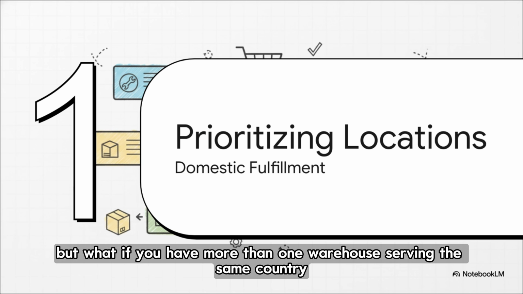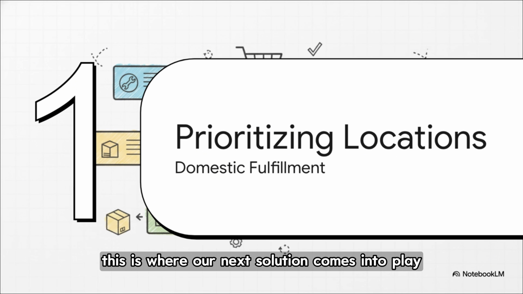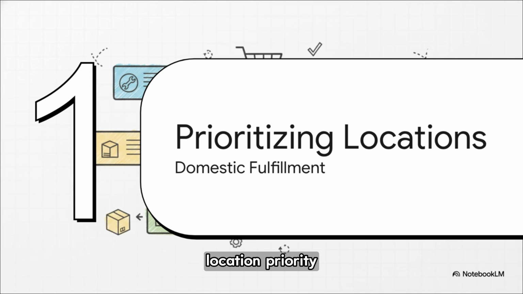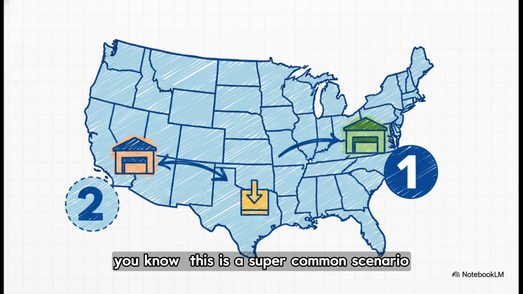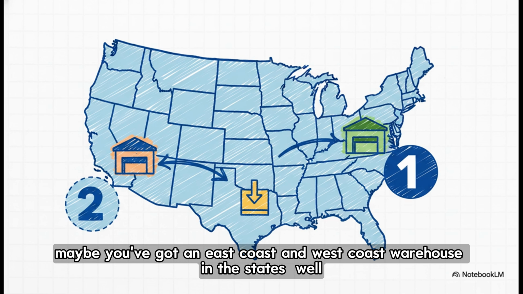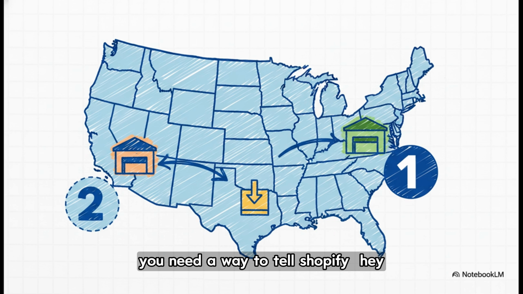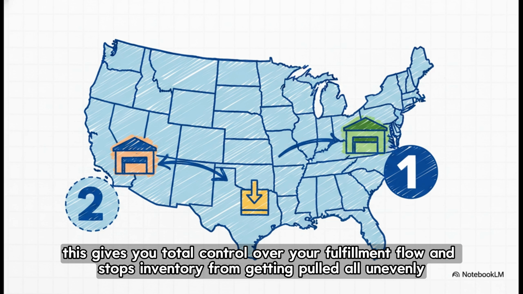Okay, that handles international. But what if you have more than one warehouse serving the same country? This is where our next solution comes into play: location priority. This is your go-to tool for getting smart about domestic fulfillment. This is a super common scenario. Maybe you've got an East Coast and a West Coast warehouse in the States. Well, you need a way to tell Shopify, hey, try this one first. This gives you total control over your fulfillment flow and stops inventory from getting pulled unevenly.